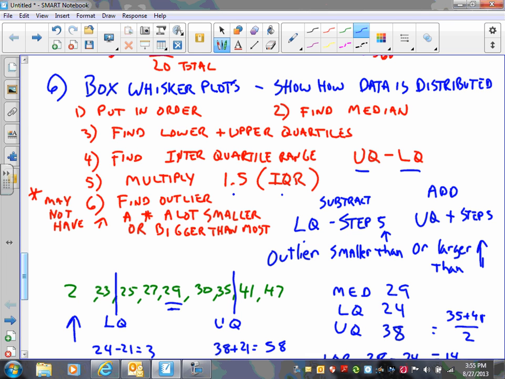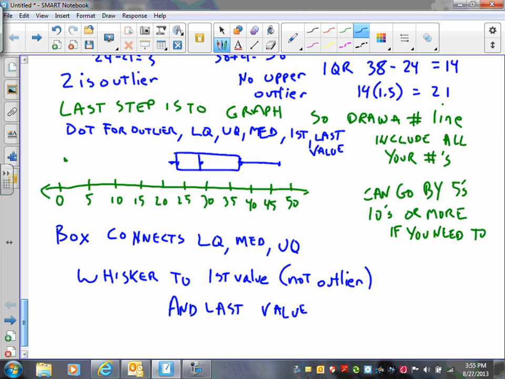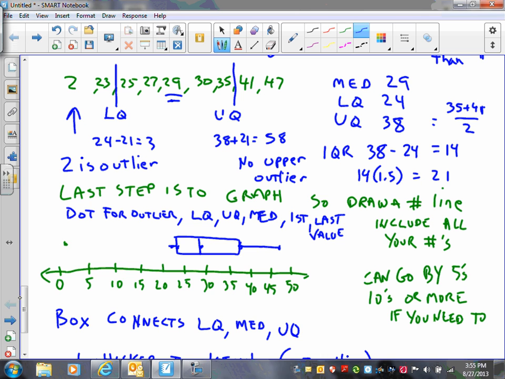Then I get the upper quartile. I cover up the bottom half, including the median. I got 35 and 41. Well, that's not quite as easy to see that it's going to be 24 like the lower quartile was. So I go over here, 35 plus 41. I get 76, and I divide by 2 to get 38. Okay, I got 38 for my upper quartile.